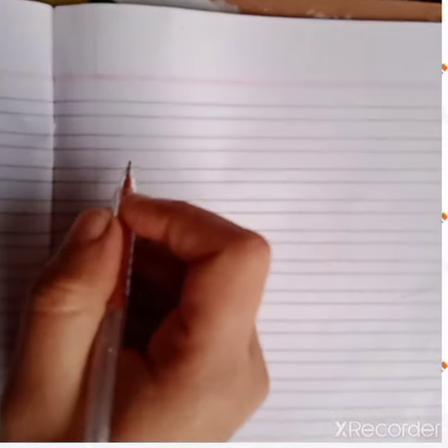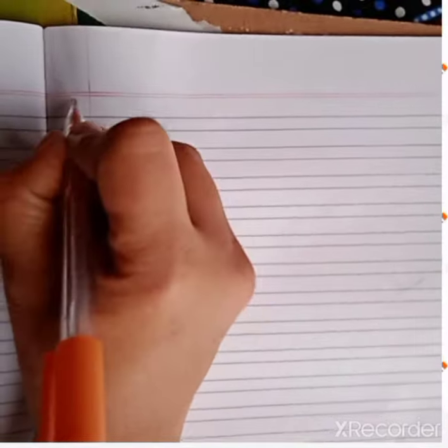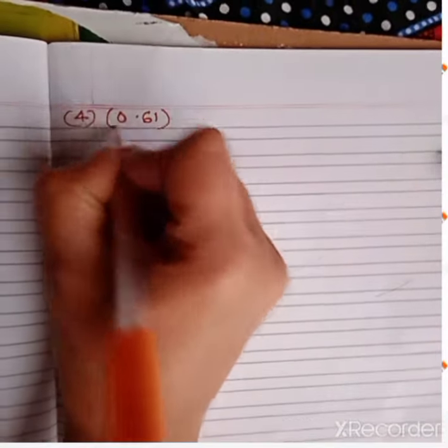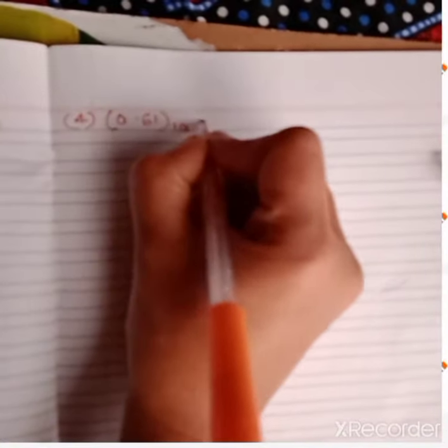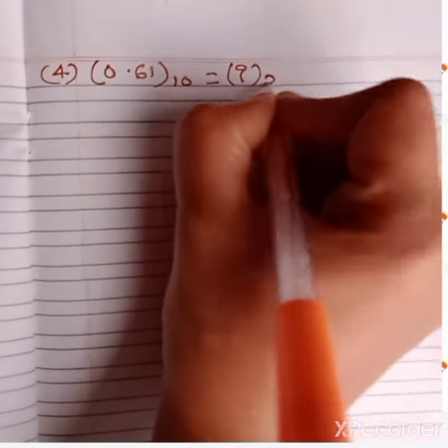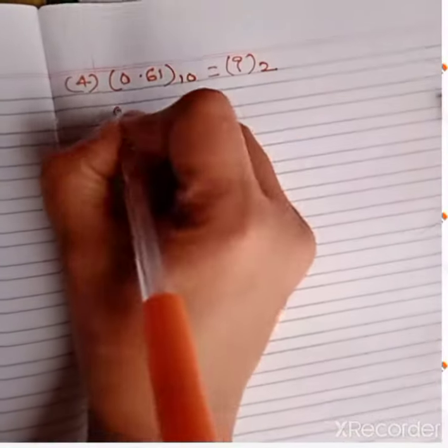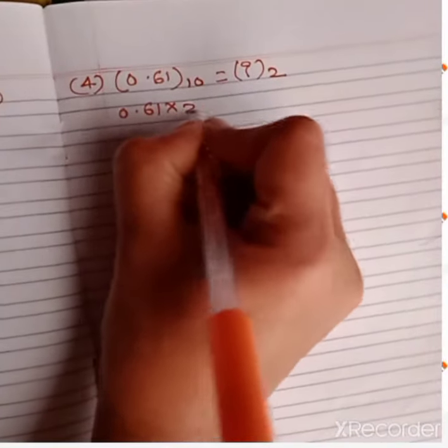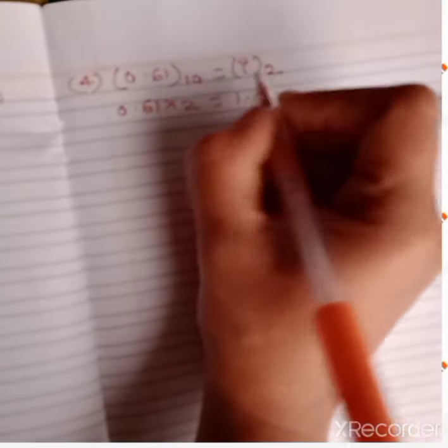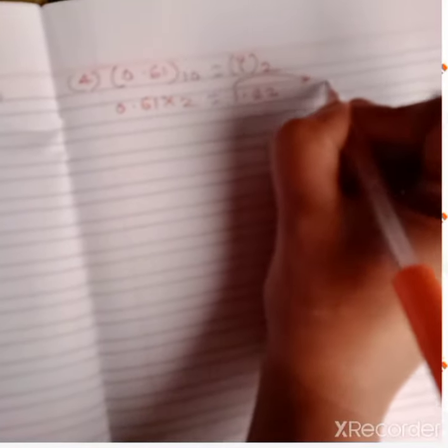Next example we'll solve for fractional number, that is 0.61 to the base 10. Find out binary equivalent. 0.61 multiplied by 2, 1.22. Take this one outside, copy here.